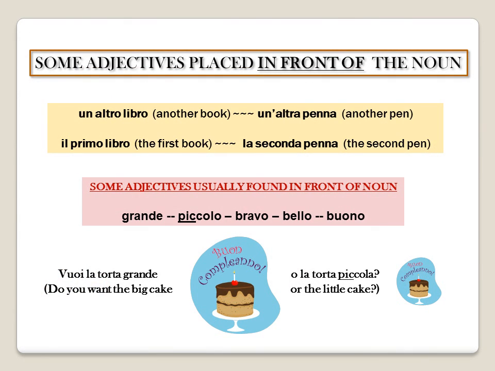Some adjectives, however, must always be placed in front of the nouns they modify. The adjective altro, which means other, and all ordinal numbers such as primo and secondo, etc., fall into this category. Others, such as grande, piccolo, bravo, bello, buono, to name a few, are usually placed in front of the nouns they modify, although they can also be placed after the noun to convey emphasis or comparison or contrast, such as in the sentence Vuoi la torta grande o la torta piccola?